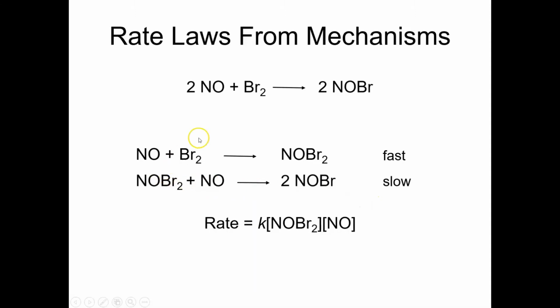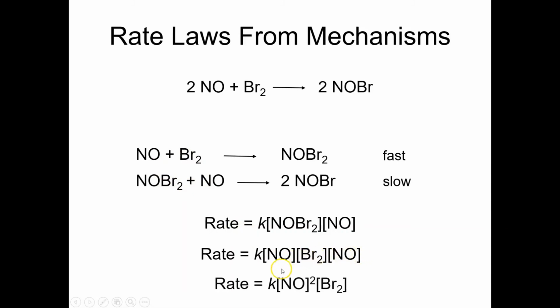The problem here is that NOBr2 is not a reactant in the overall equation. And so how can we write a rate law for this based on the reactants? Well, without belaboring the point, I'm simply going to tell you that the concentration of NOBr2 is going to be dependent on the concentration of the 2 things that reacted to make it. And so essentially we can substitute in the concentrations of these 2 items for the concentration of NOBr2. When I do that, I get this equation, which I can then simplify as the rate is equal to k times [NO] squared times [Br2].